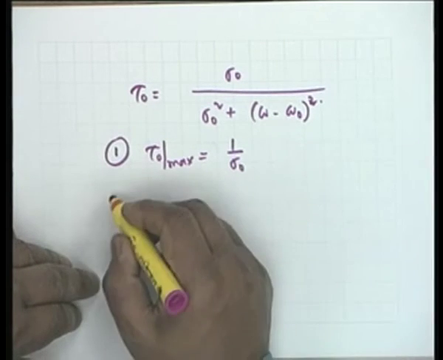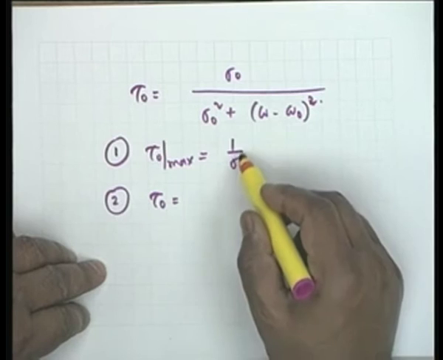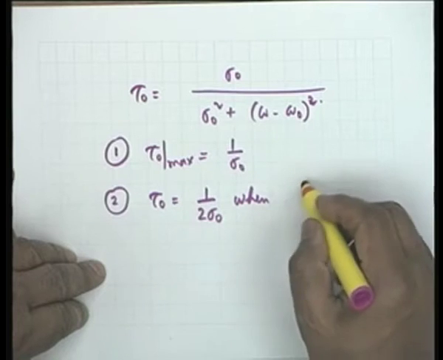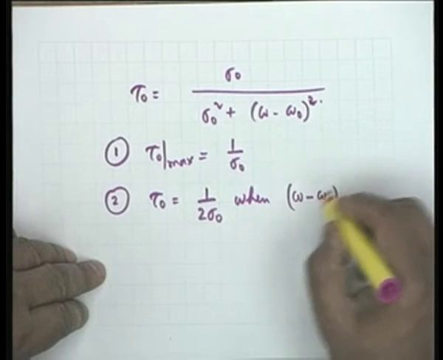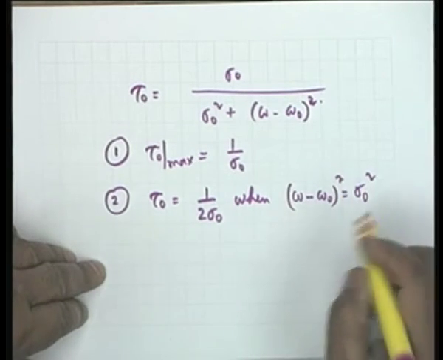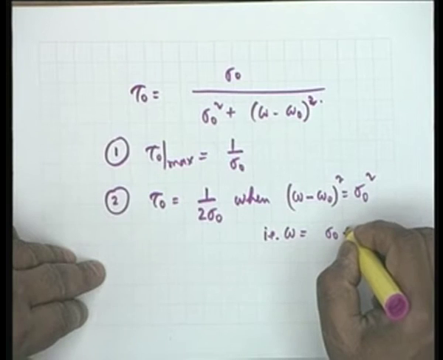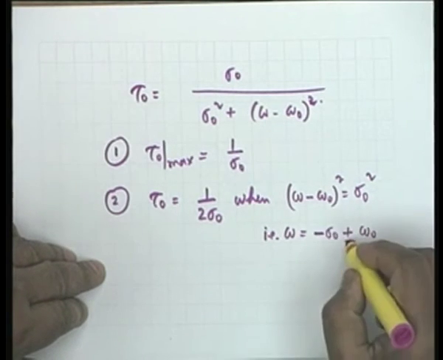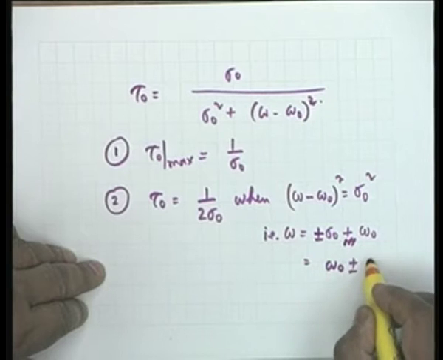Alright. Second, delay is equal to half of this maximum delay, that is 1 over 2 sigma 0, when omega minus omega 0 squared is equal to sigma 0 squared, which means that omega is equal to omega 0 plus minus sigma 0.